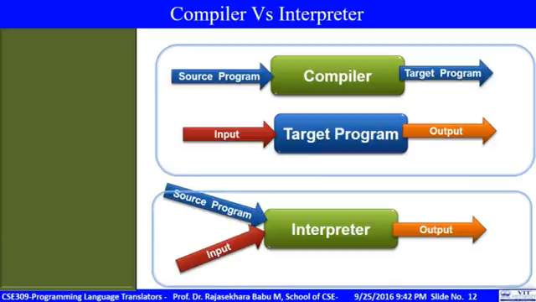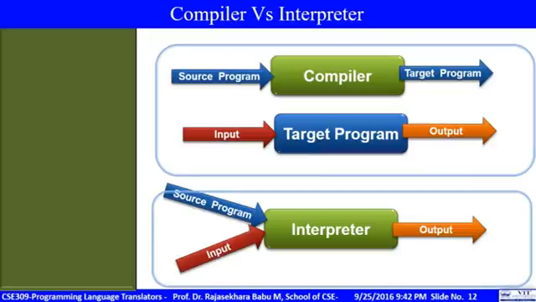So we have to give the source program as well as the input both together to this interpreter. At any point of time, if there is any error in the source program, it halts at that point. As long as you do not correct that point, it will not move further. That is a disadvantage with the interpreter.